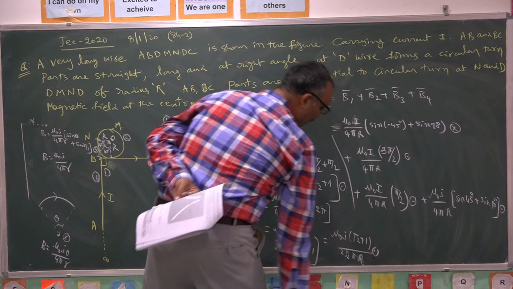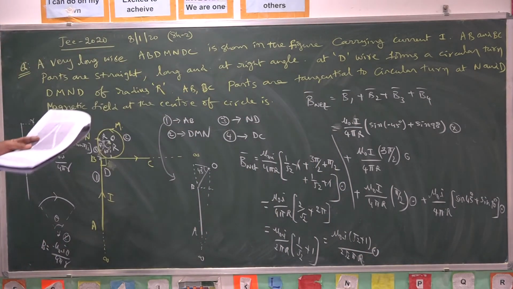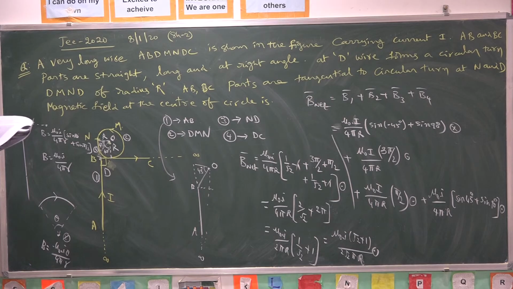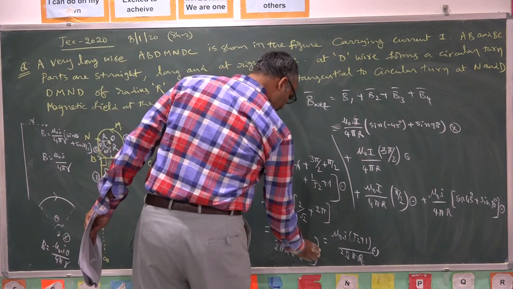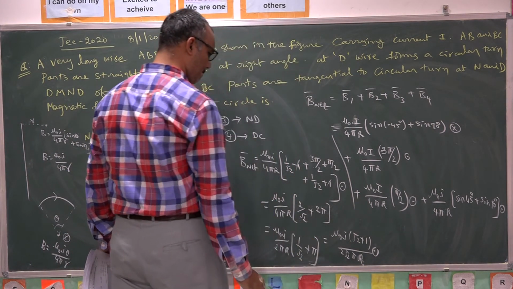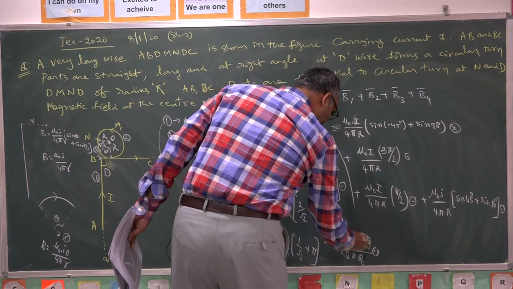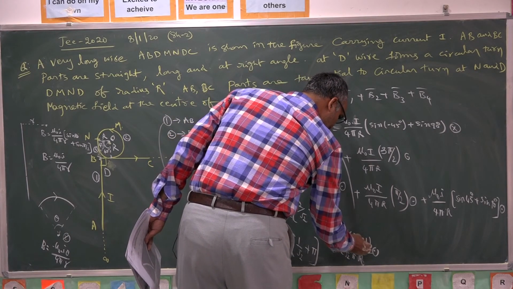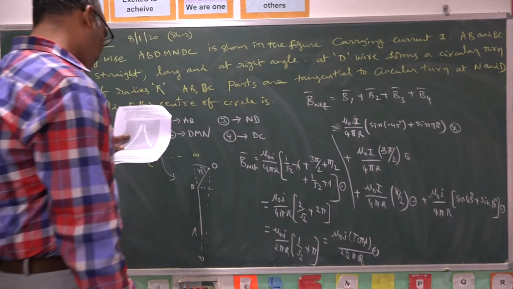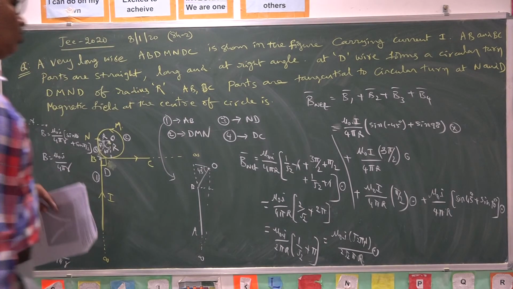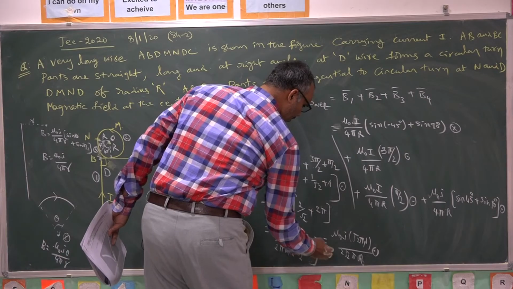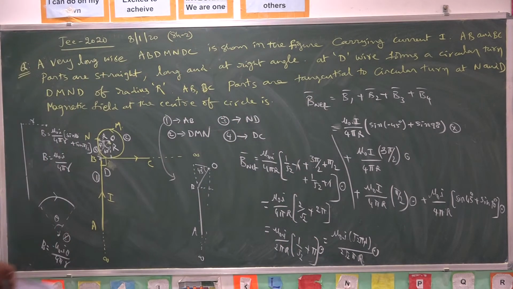out of the paper. Mu naught I by, here pi is there, pi. So root 2 pi plus 1. This is out of the paper. This is the solution for the question. You should understand the situations clearly to make the solution. Thank you.